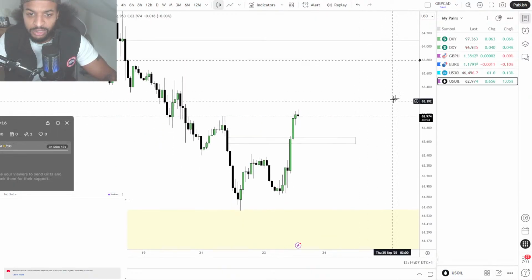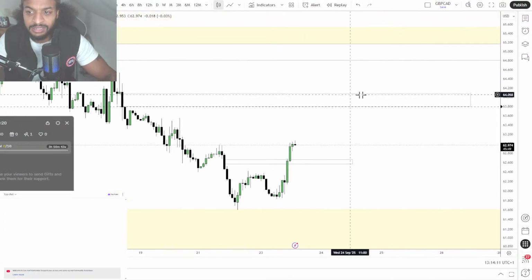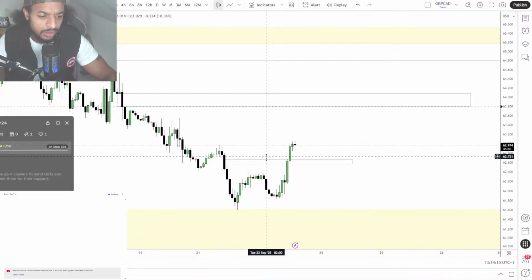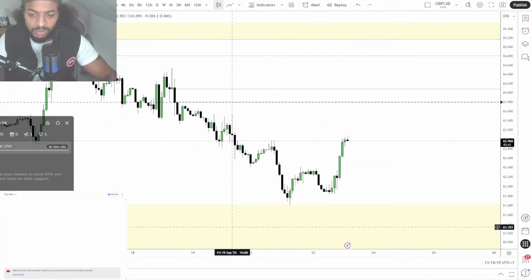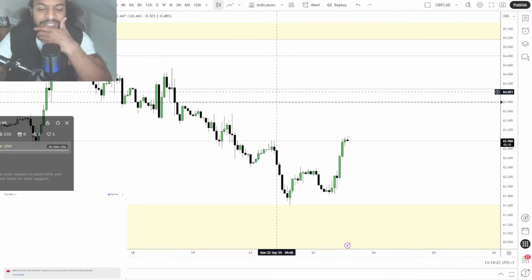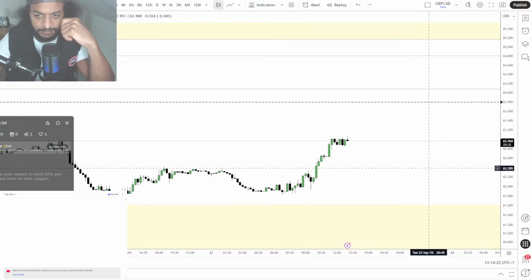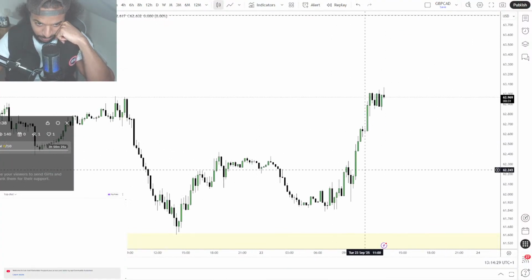Oil, I'm looking to trade oil potentially as well. I think we can get some buys back up to like 63.80, 64 level, and then go from there. So yeah, there's a lot of potential opportunities today. We just need price to get back to certain areas. So I like oil potentially, if we can get a retracement.